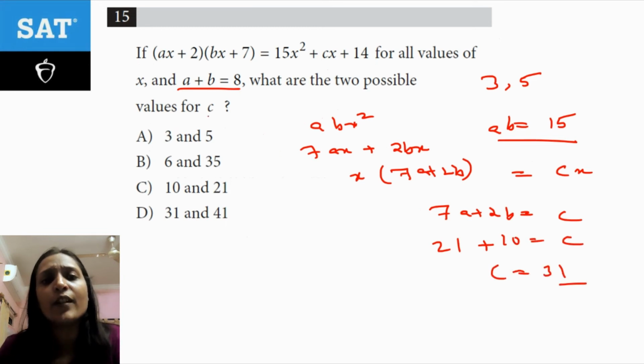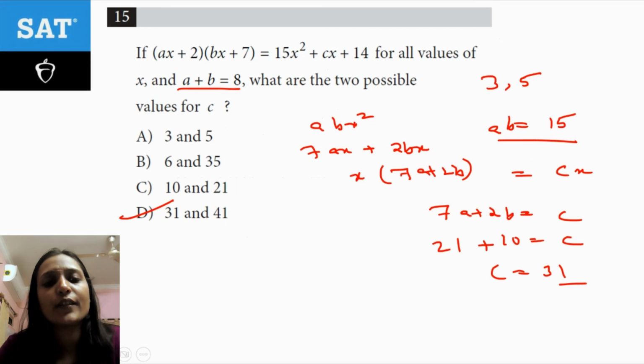That's one value. The other value where a plus b is 8 and so there's only one option over here which has the value 31. So you can directly go ahead and mark 31 comma 41.